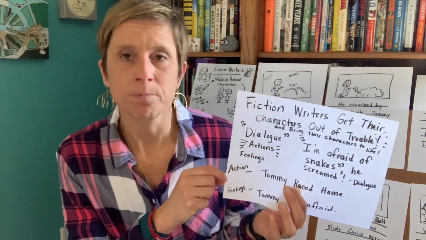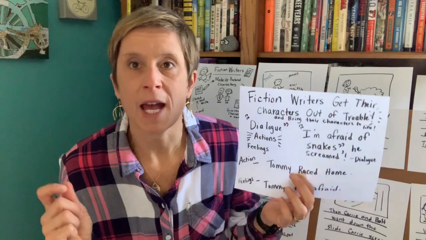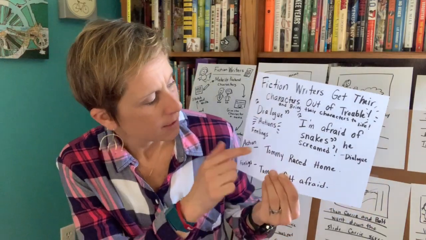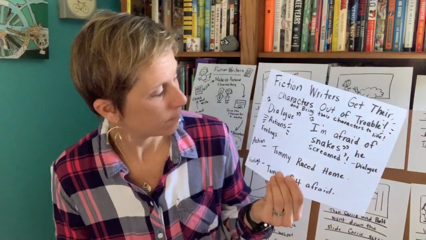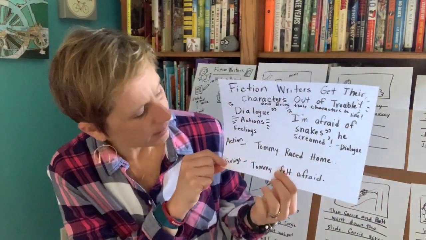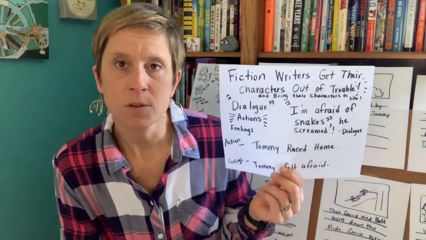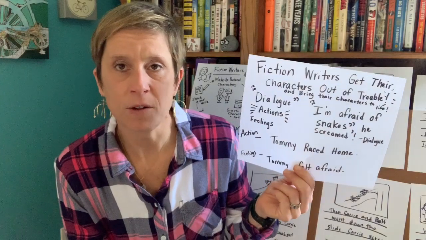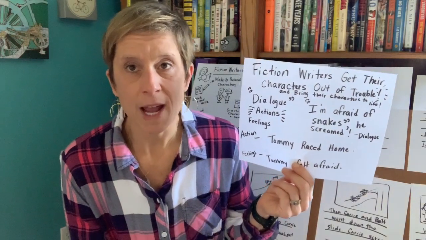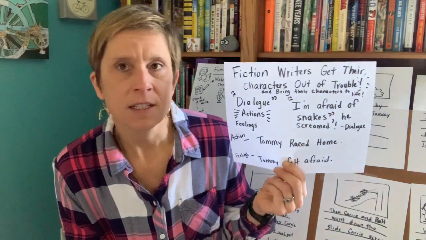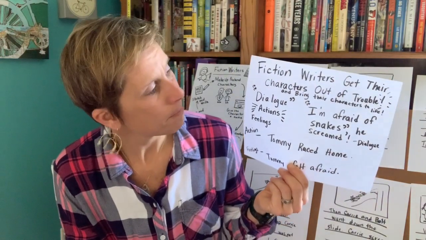Goal number 2, make sure your fiction writing shows action. Tommy raced home. That is a sentence that shows action. Tommy didn't stay there. Tommy wasn't calm. Tommy raced home. And finally, fiction stories have feelings in them. For example, Tommy felt afraid. So your goal now, as you're writing fiction, is to add these things to make your fiction even juicier.